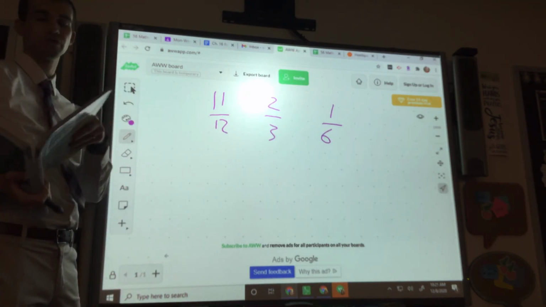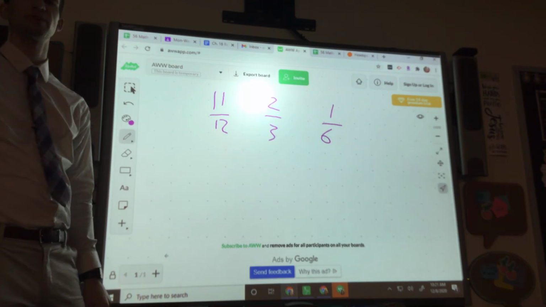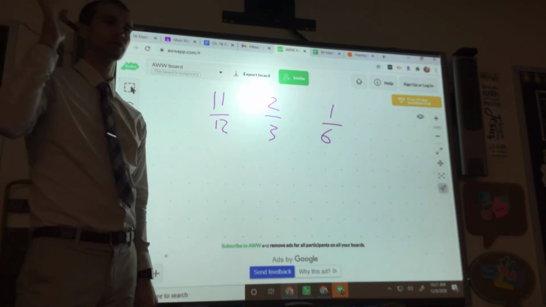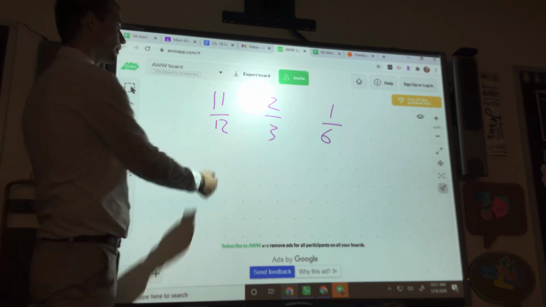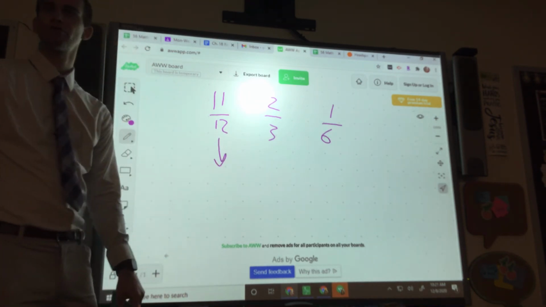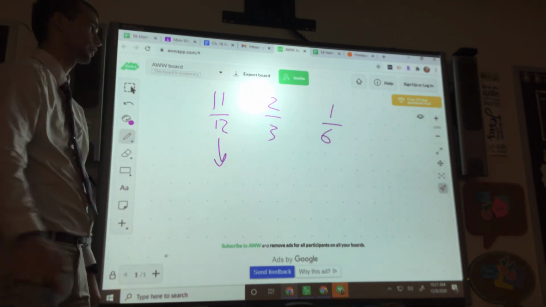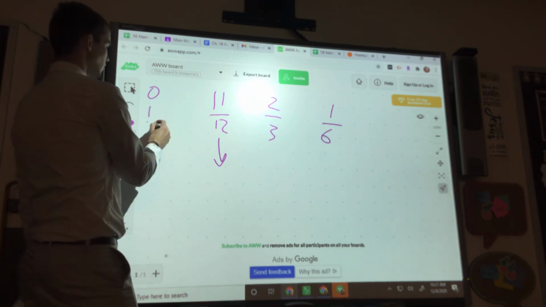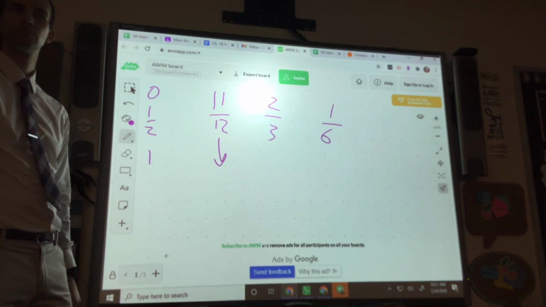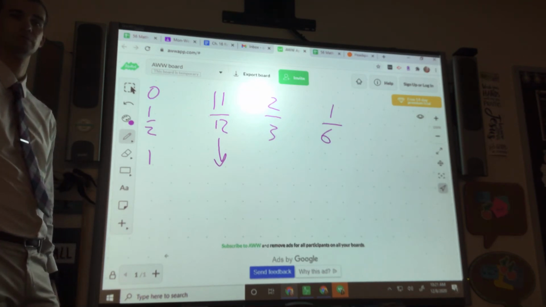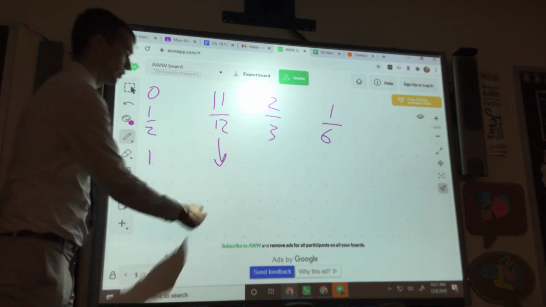You want to try to think about it in terms of maybe either 1 whole or 0 or a half, or maybe even a quarter if you need to. But 11/12 is pretty close to what? 0, 1/2, or 1 whole? Which one is it most close to? 1 whole. Yeah, 1 whole.